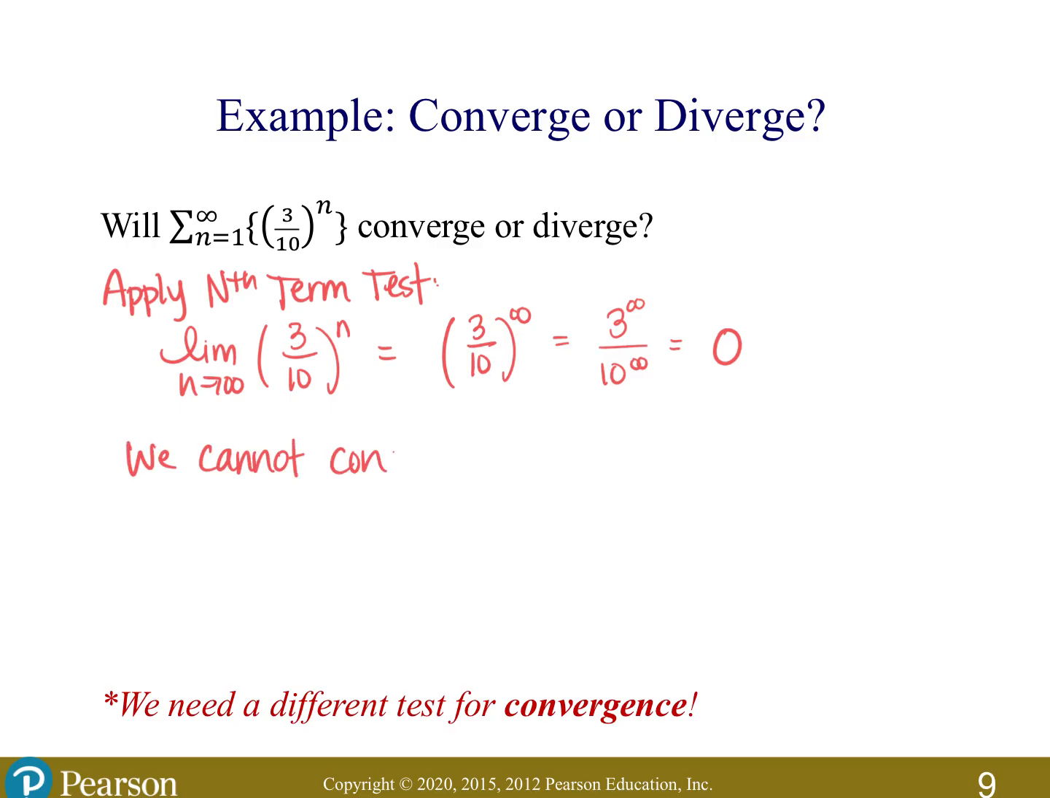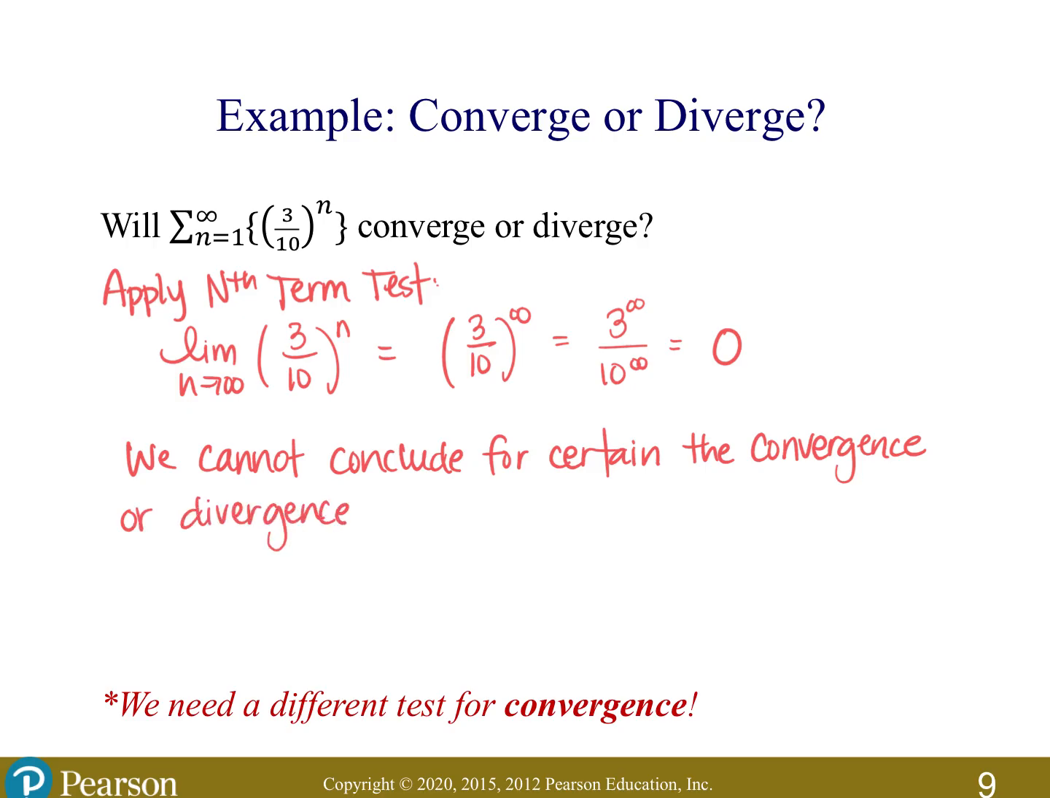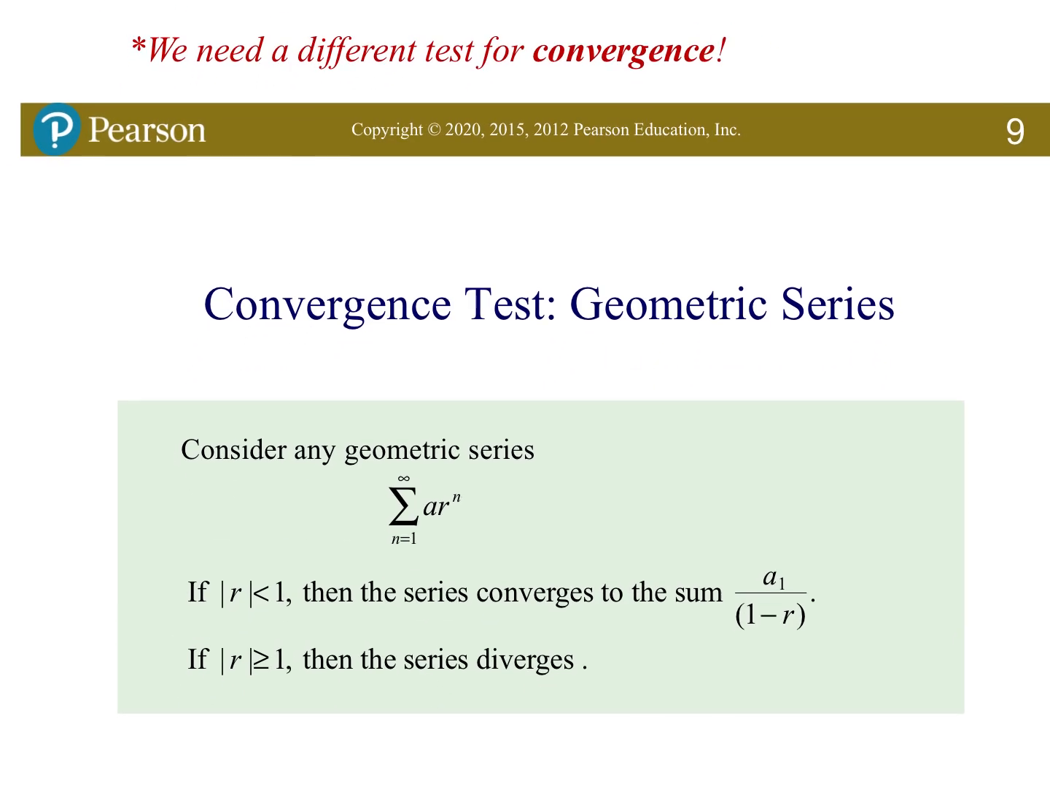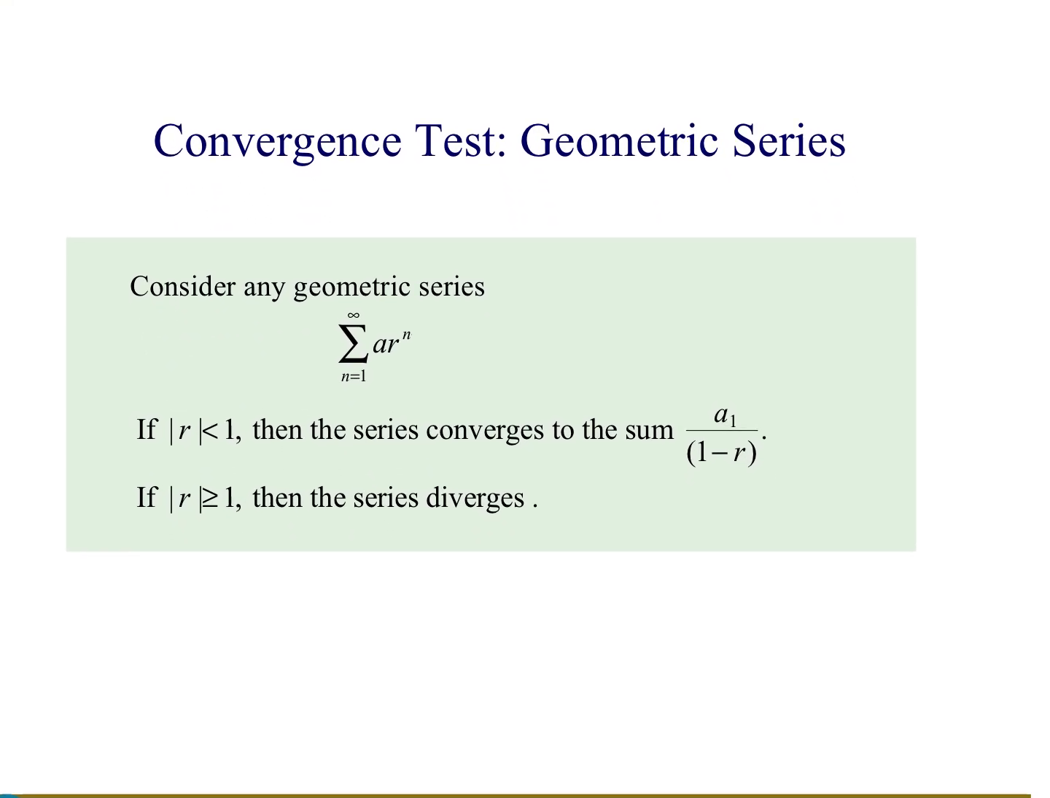We cannot conclude for certain the convergence or divergence. It might be, it might not be. So since it is inconclusive, then we need another test. And so bring on now our second test of the day, which is called the geometric series test.